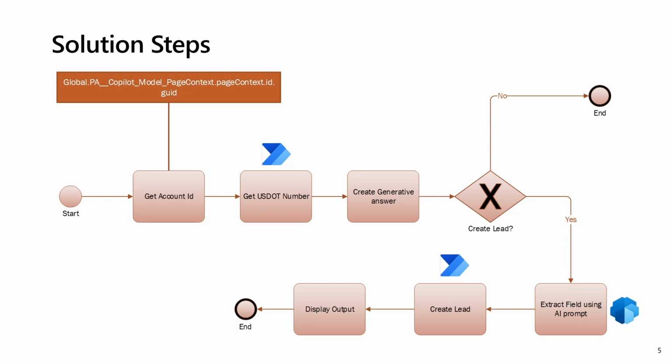Once we get the US DOT number, we will be passing this information through a generative answer action to the website, and the website will return the company snapshot. And the Copilot will also display a message or a prompt to the seller if they want to create a lead. So if the seller decides to create a lead, the next step will be to extract all the required fields for the lead from the generative answer. So this is the AI prompt you can see. And after that, we will create a lead using a Power Automate flow. If the process is successful, the Copilot will display the newly created lead and a link to the end user.